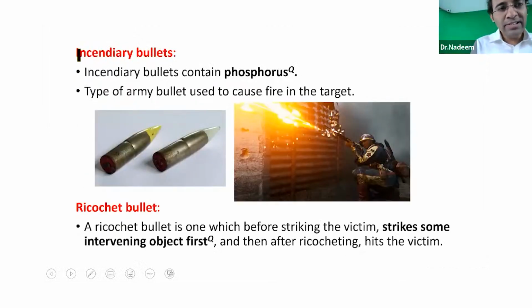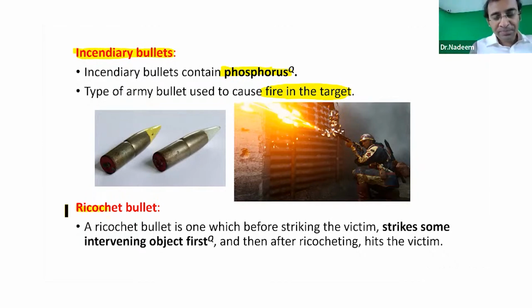Next is called incendiary bullets. Incendiary bullets, what do they mean? The army or military people use them. They are made up of phosphorus. After striking the target, it will cause fire in the target. It is called an incendiary bullet.